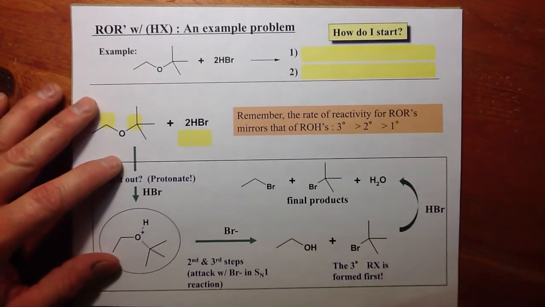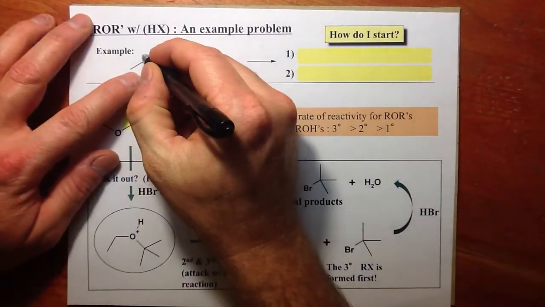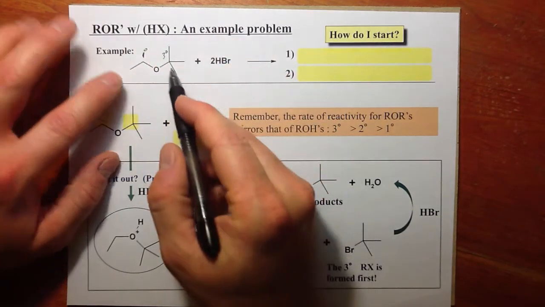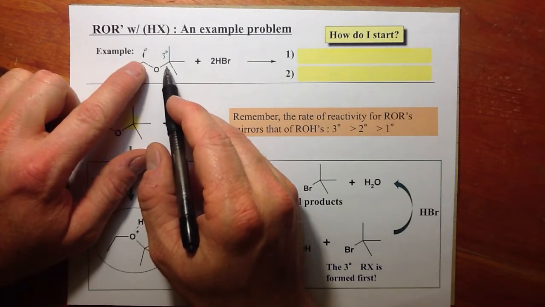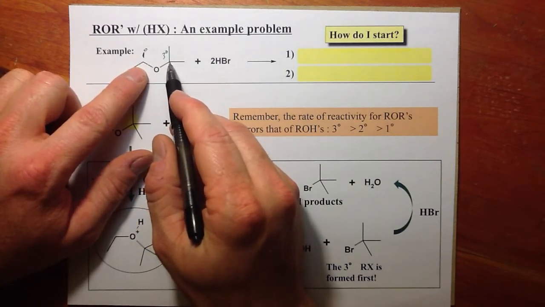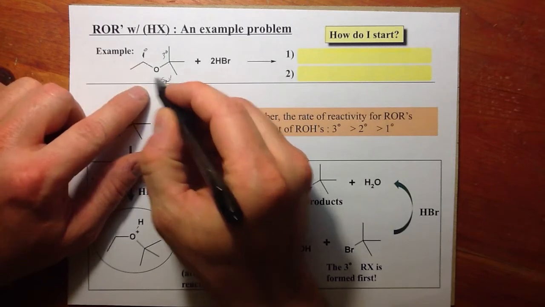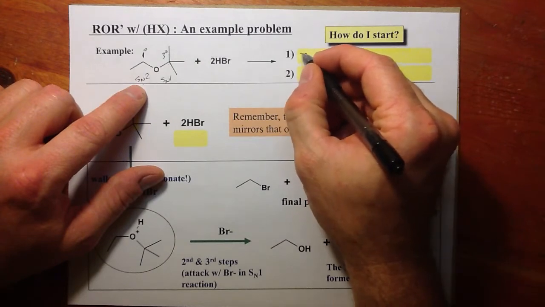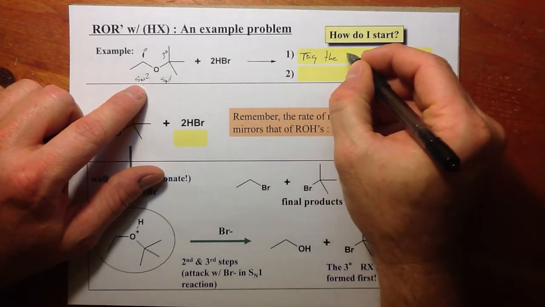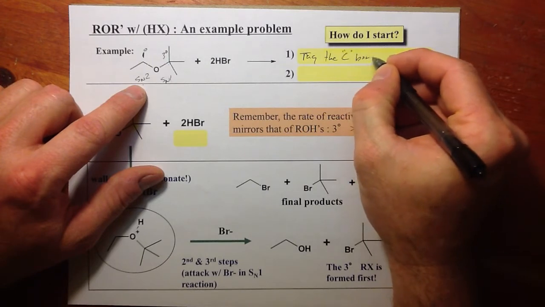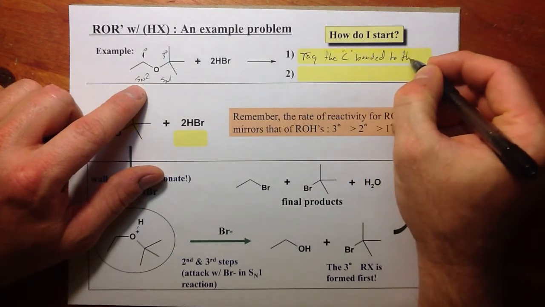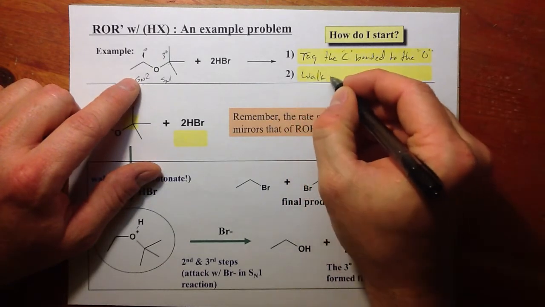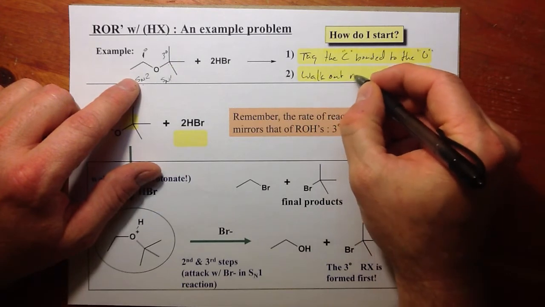Alright, so let's take an ether that is asymmetrical, where our carbon here is primary and our carbon over here is tertiary. So which of these two is going to react faster? This one, because the notes for this one would be it's an SN1 reaction mechanism, and over here we'd have SN2. So make your notes. Tag the carbon bonded to the O. Make sure you tag. Tag, tag, tag. And then, I guess, walk out the reactions.